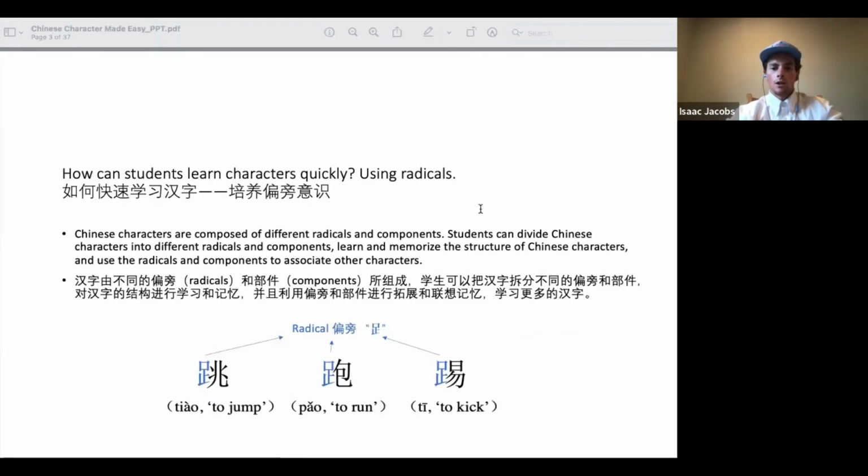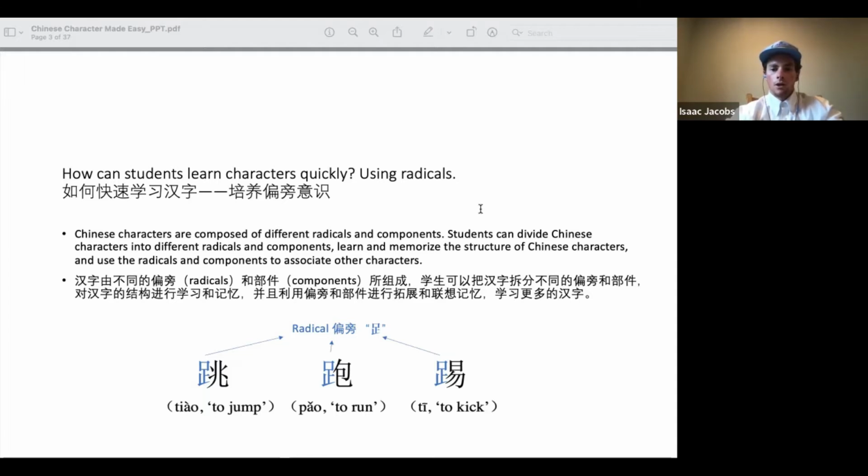With so many Chinese characters, how can students learn them quickly? A useful way for character learning is using radicals to help understand and memorize Chinese characters, in addition to practicing reading and writing characters. Chinese characters are composed of different radicals and components. Students can divide Chinese characters into different radicals and components, learn and memorize the structure of Chinese characters, and use the radicals and components to associate other characters.